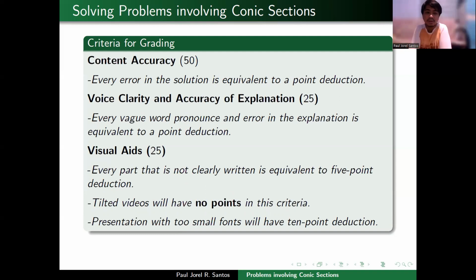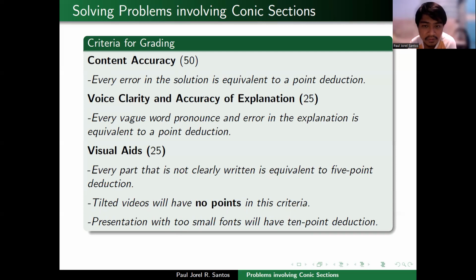Now, just to give you the guidelines, every error in the solution is equivalent to a point deduction. So make sure that there is no error on your solution. For voice clarity, by the way, that is 50 points. For voice clarity, every vague word, pronounce, and error in the explanation is equivalent to a point deduction.